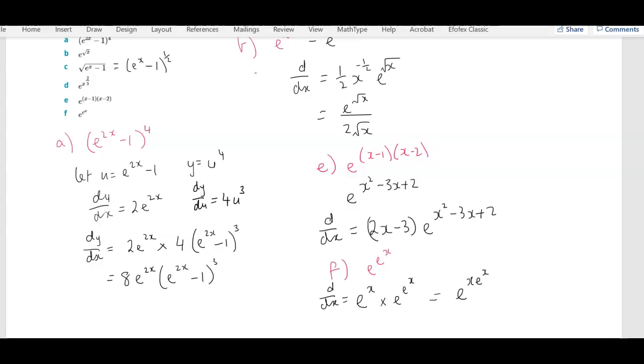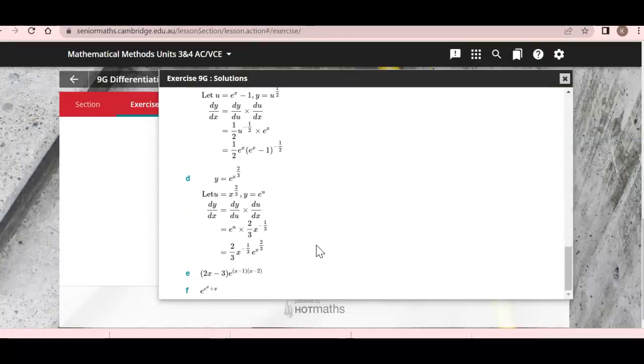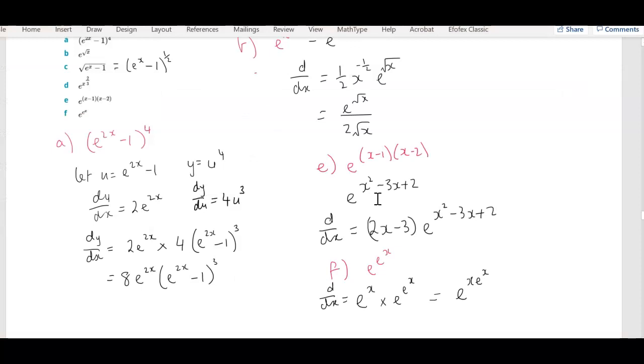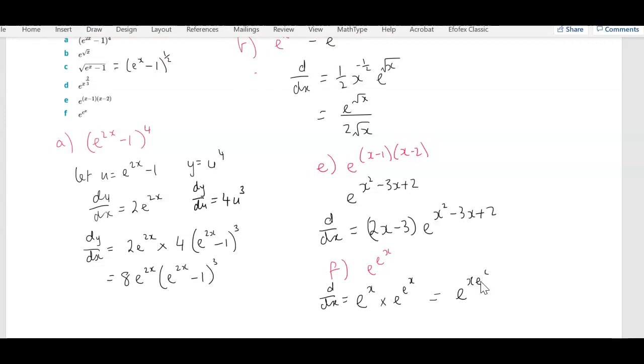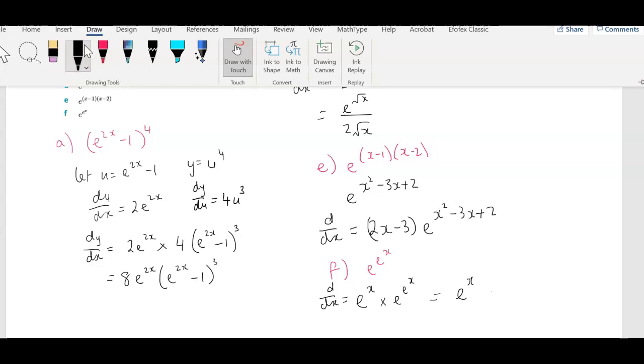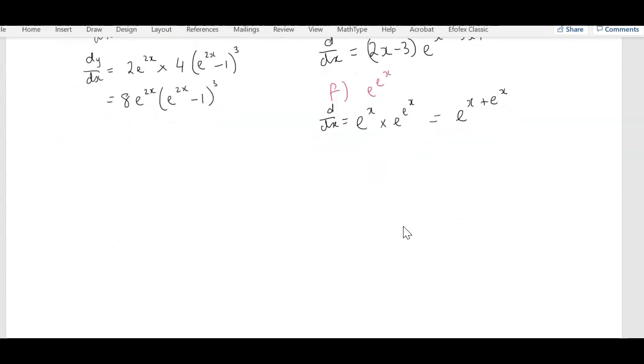Let's have a look. F. Oh, there we go. Oh, plus x, yes. Oh my gosh, don't know my index laws. Let's go back. Yes, it is plus. Quickly rub that out. Yeah, we add our powers when we multiply the bases. Okay, e to the power of x plus x. Awesome. All right, I think that's the last question.